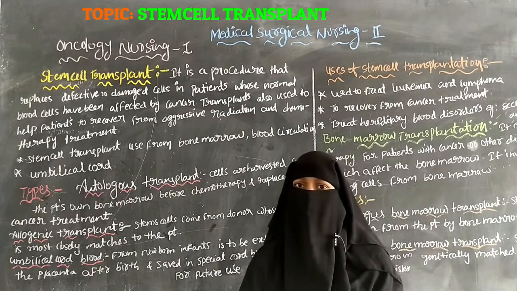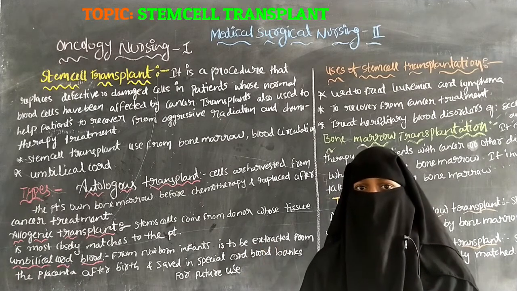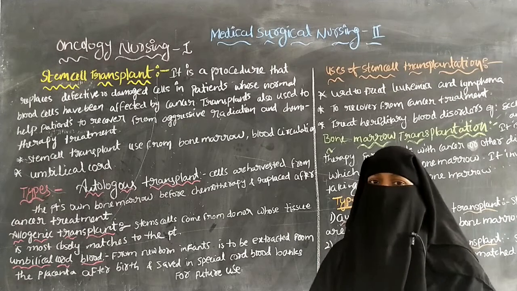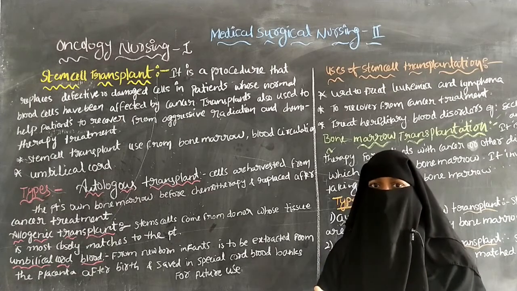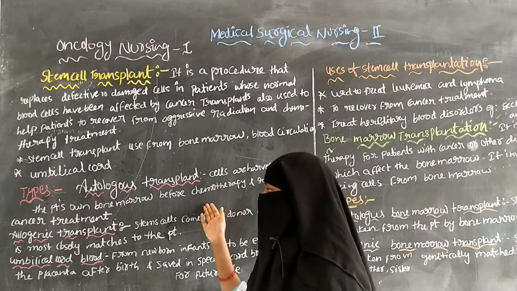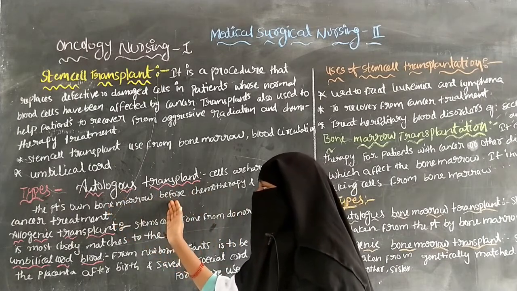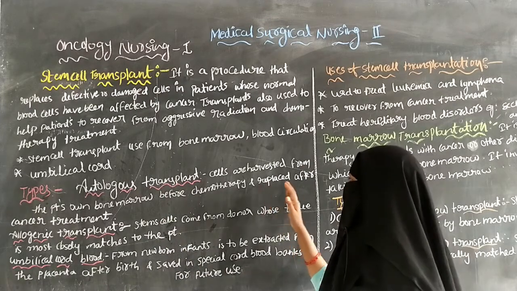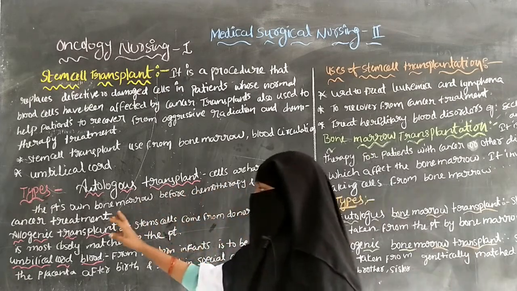After the chemotherapy, the healthy stem cells can be damaged. Because of the high dose of chemotherapy, the healthy stem cells can be damaged. So because of this, before the chemotherapy itself, we can remove the stem cells from the patient's own bone marrow and replace them after the cancer treatment.